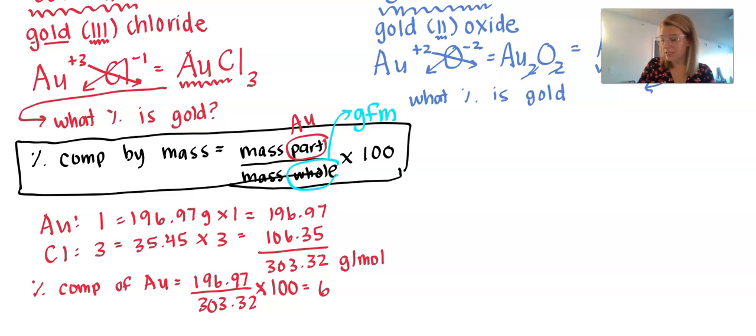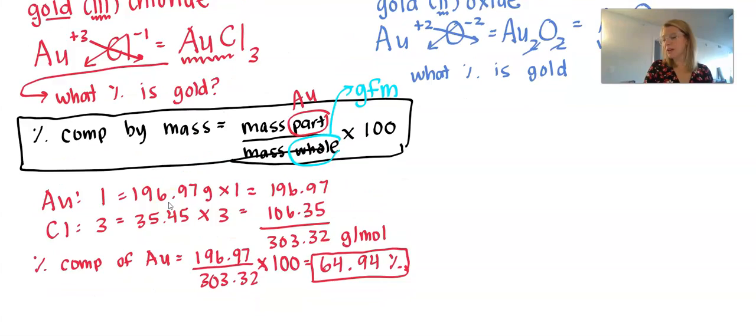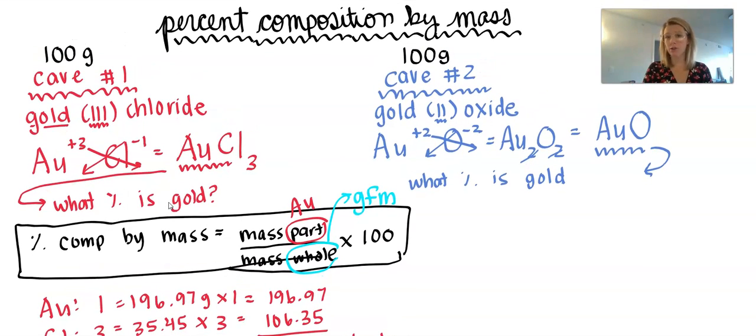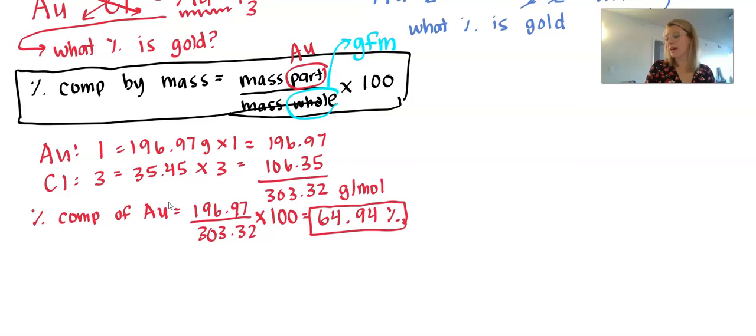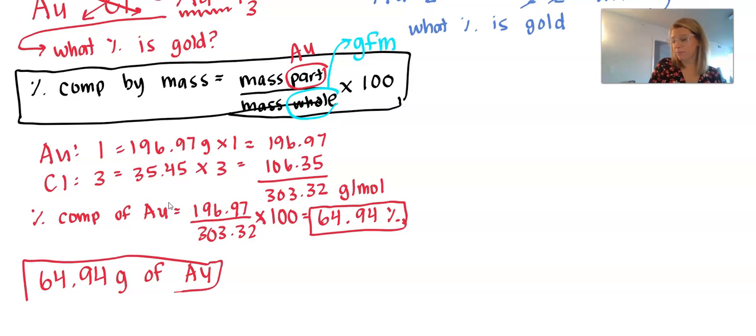And so 64.94% of my sample that I take from the cave is gold. So if we wanted to think about that again, we hypothetically took 100 grams from our cave, okay? And so 64.94% of that is gold. So if I were to isolate or purify my sample to just get the gold, right, I would get only 64.94 grams of gold, okay, out of my 100 gram sample.